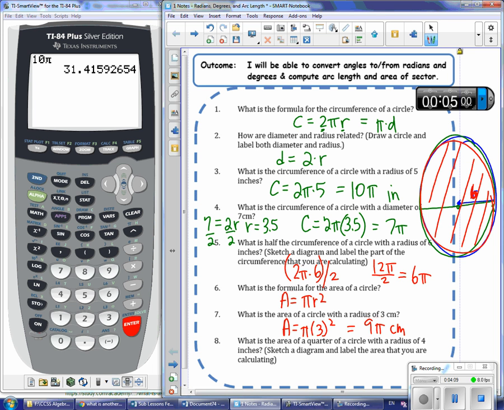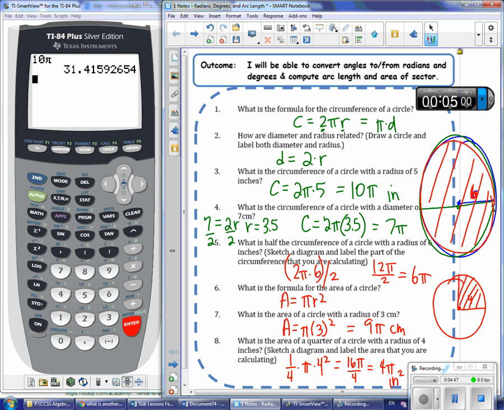And then in number 8, it says, what is the area of a quarter of a circle with a radius of 4 inches? So again, I'm going to draw a picture. Here's my circle. Let's say my radius is 4. And I want to know an area of the quarter. So let's say I go like this. I want to know that area right there. So it's basically going to be 1/4 of the area, pi r squared. And so if I multiply that out, it'll be 16 pi over 4, which is simply 4 pi. And that would be in inches squared.